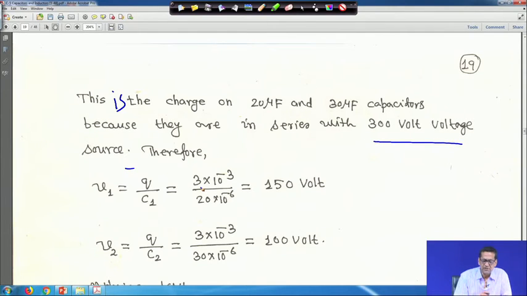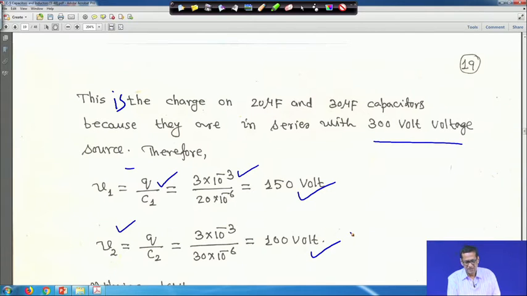Therefore, we know Q is equal to CV from the formula. So, V1 will be Q upon C1. Q you have got this one. So, this is 150 volt and V2 will be Q upon C2. So, it will be 100 volt, right. As we have got V1 and V2, that is 150 and 100 volt respectively, we can easily find out V3 and V4.